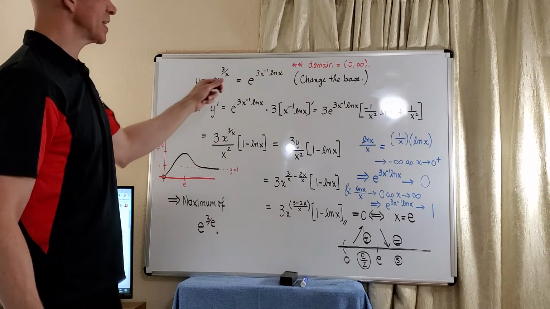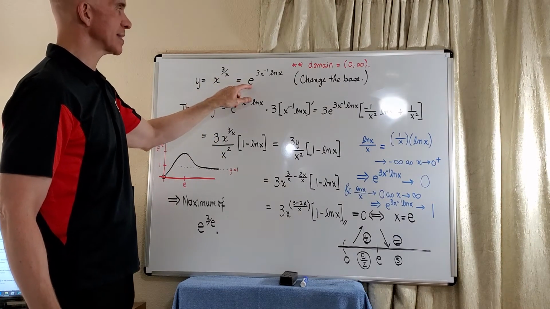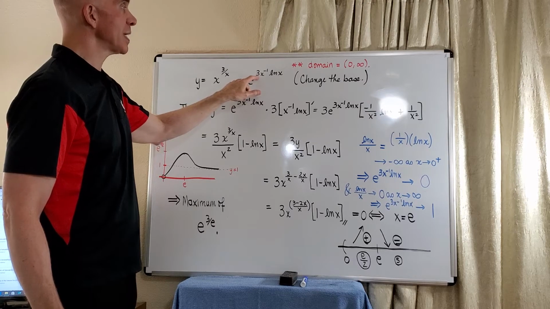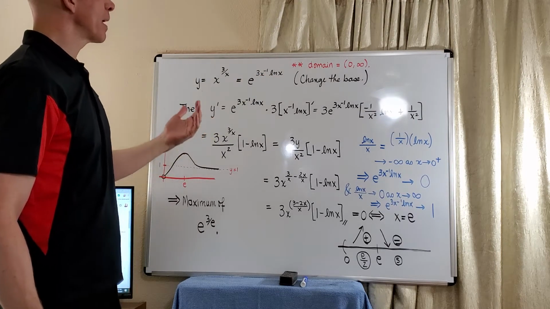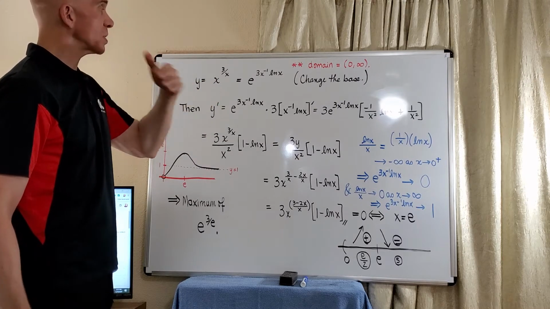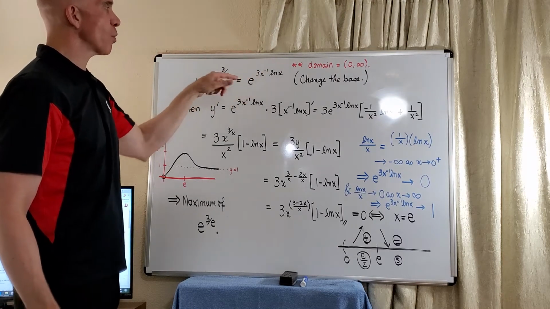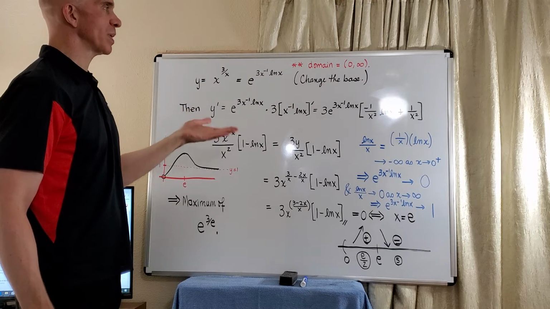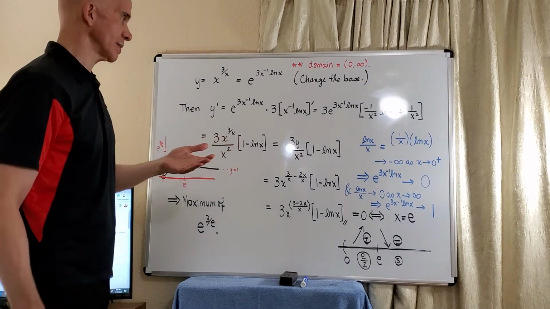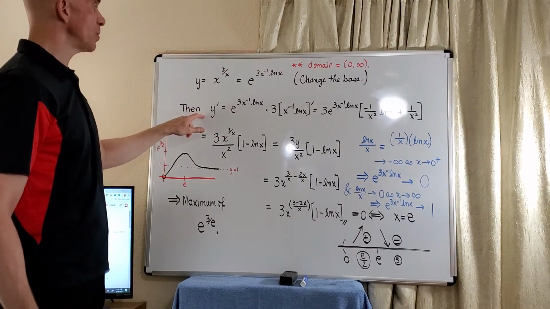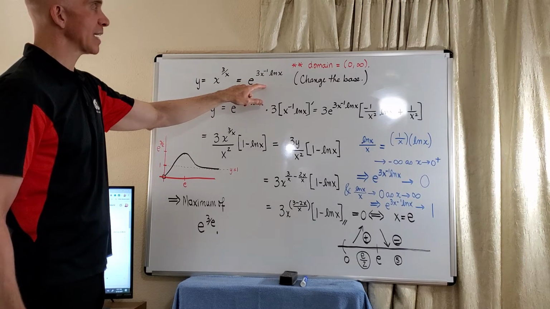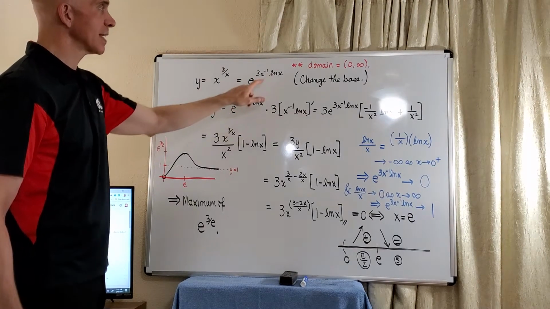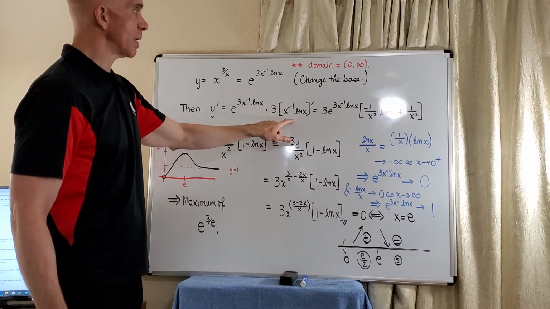So for instance, we can change the base to the natural base and get e to the 3 over x minus 1 times log x. So again, changing the base just simply transforms the problem into something that we understand as far as calculus. So when we want to compute y prime, of course the derivative of the natural exponential is itself times the derivative of the power.